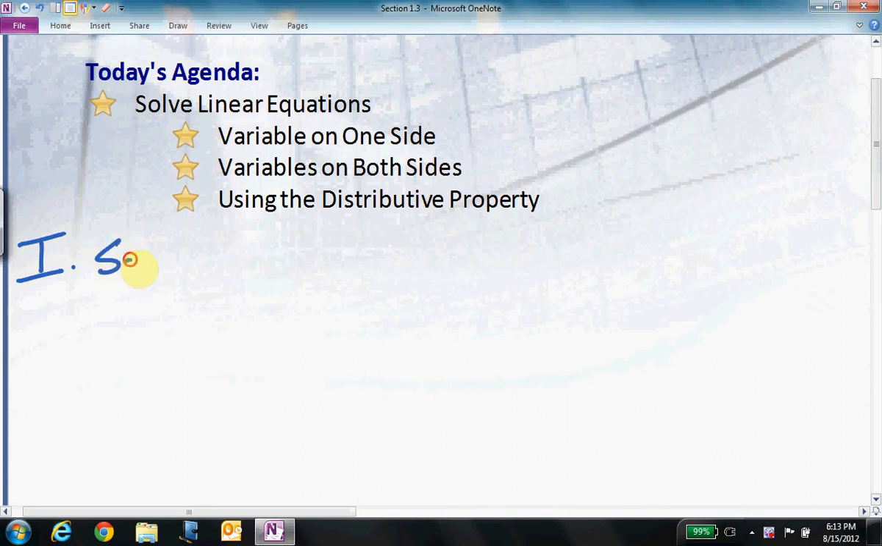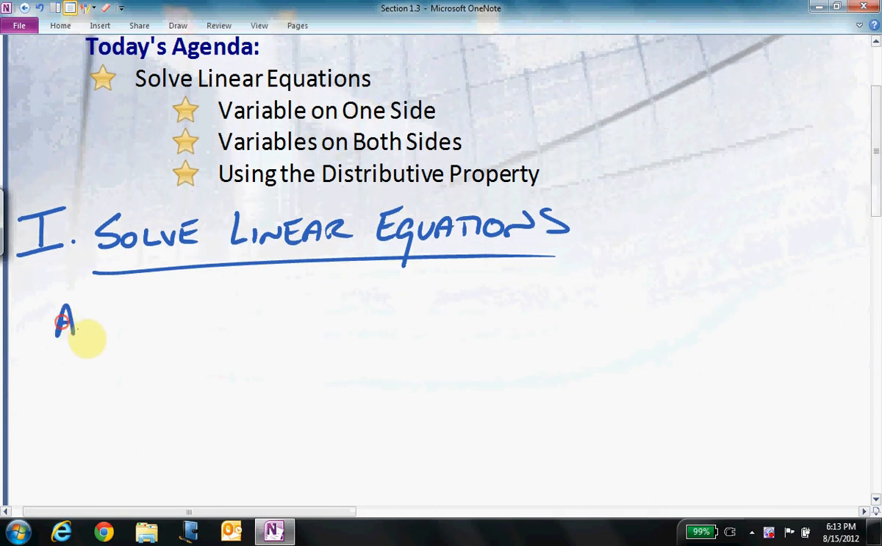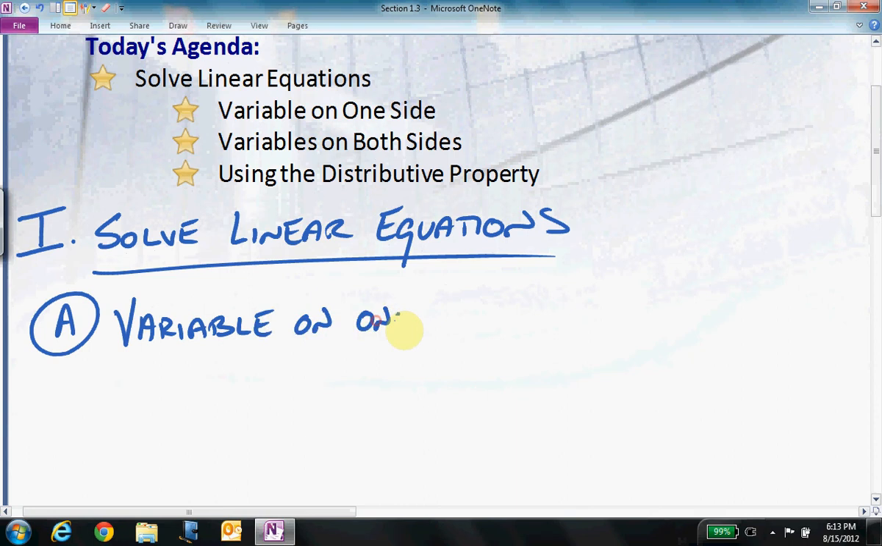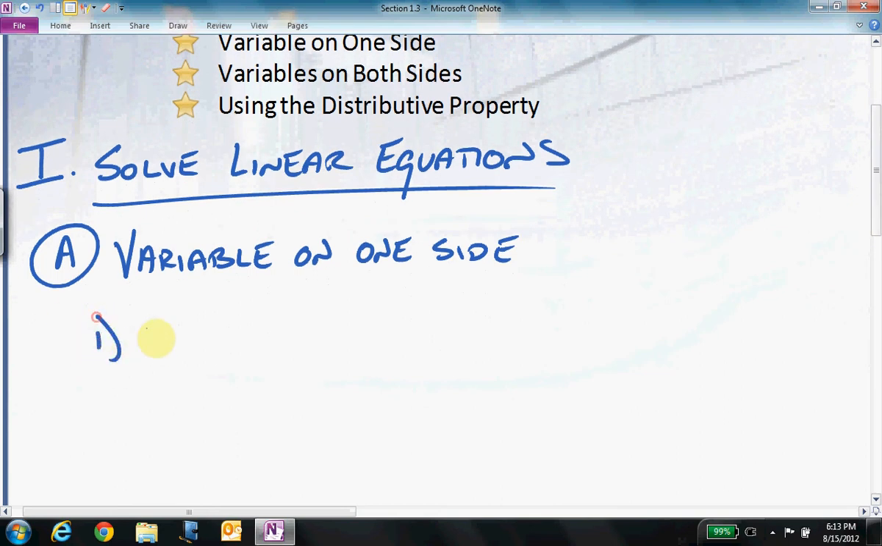Alright, so the first thing we're going to do is just solve our linear equations. And as I said, we're going to start with a variable on one side. So let's look at a problem here. We've got 6x minus 8 equals 10. A little basic equation here. It's going to take 2 steps to solve.